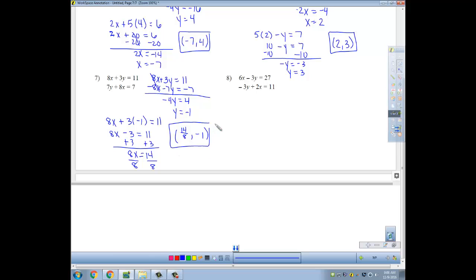So you can leave 14 over 8 how it is. You can reduce it. You can change it to a decimal. I don't care. But like I said, I'm perfectly fine with you leaving it. So if you want to leave it, leave it.